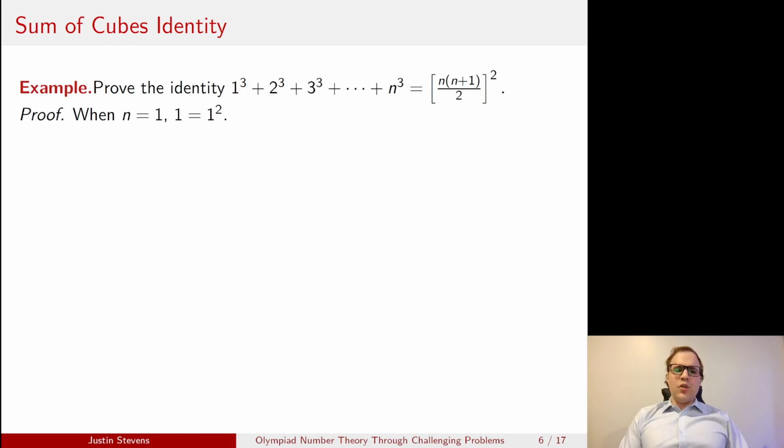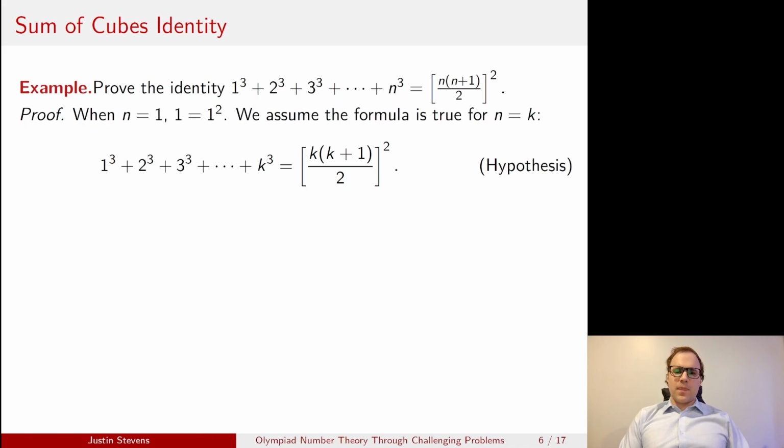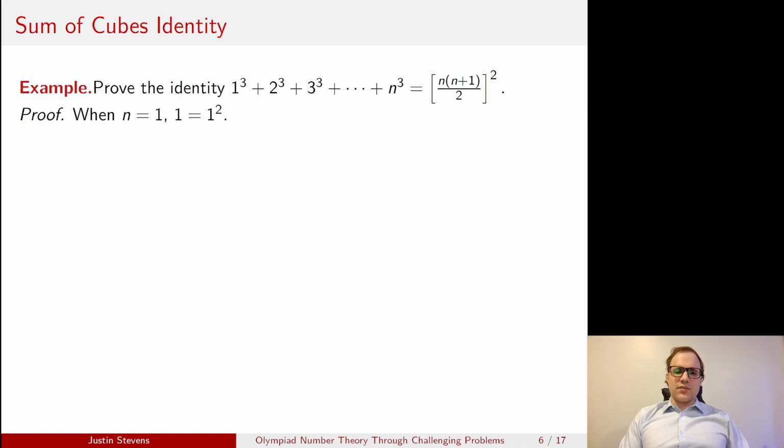So to begin, we're going to prove the base case, which means we have to prove it's true for n equal to 1. When n is equal to 1, on the left-hand side of the identity, we get 1 cubed, which equals 1, and on the right-hand side, we get 1 times 2 divided by 2, which is equal to 1 squared. So we get 1 equals 1 squared, which is a true statement. And we're now going to do the inductive step.